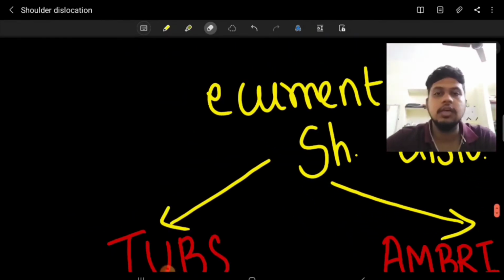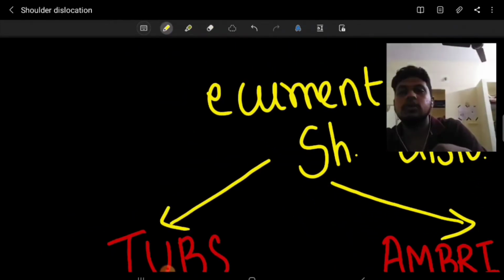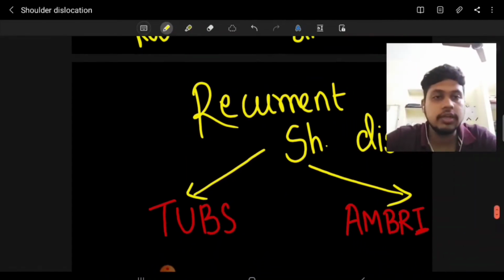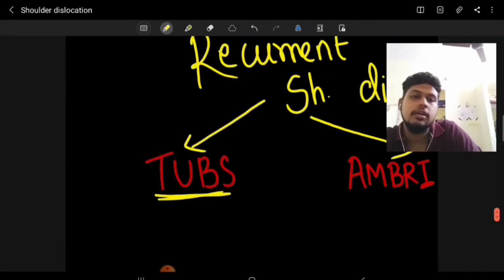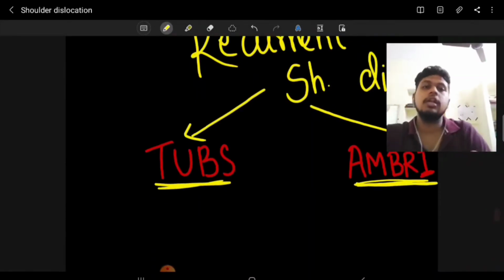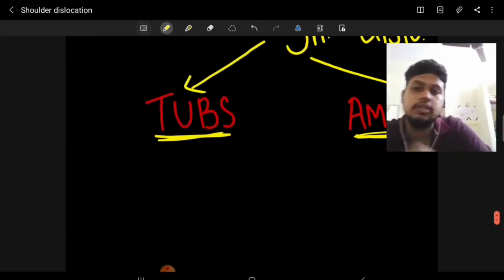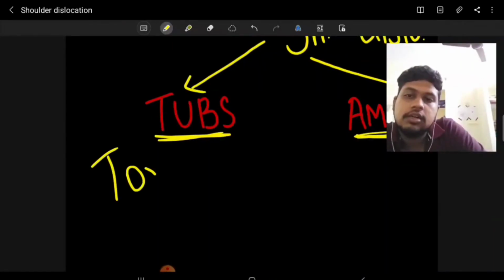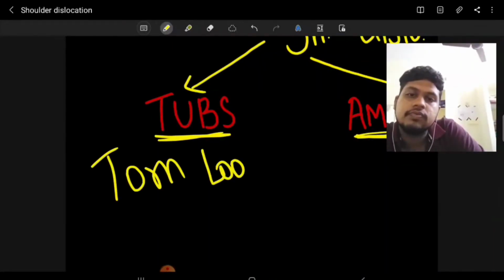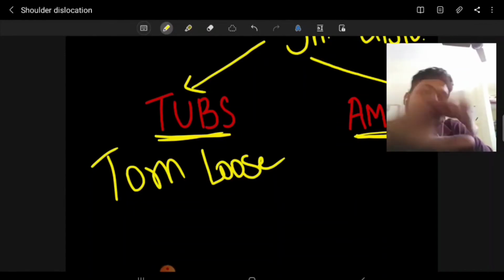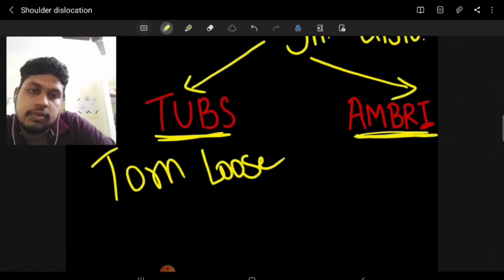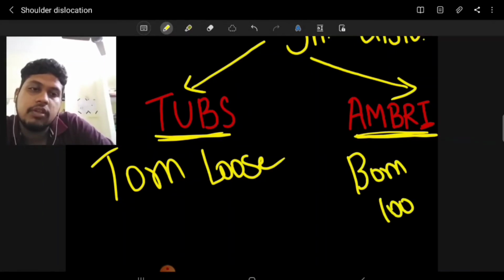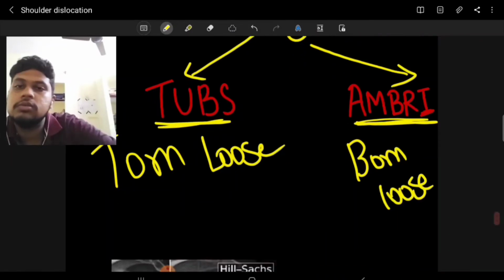And let's see about recurrent shoulder dislocation. Recurrent shoulder dislocation can be remembered by an easy mnemonic: TUPS and AMBRI. There are two types of recurrent shoulder dislocation. TUPS is generally torn loose. AMBRI is bound loose. So what is torn loose and what is bound loose?